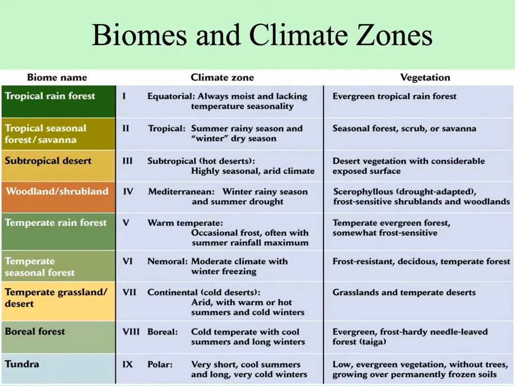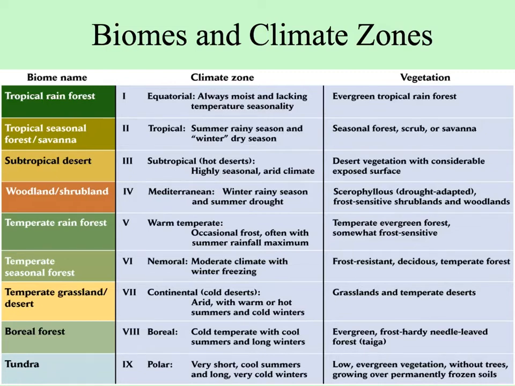This table shows some of the major biomes by name, the climate zone that they're in, and the typical kind of vegetation you might find in them. Let's look at a couple of examples. The tropical rainforest, which is toward the equator, is in places very moist, with lots of water and relatively constant temperature. And most of the vegetation is evergreen or with very long-lived leaves.